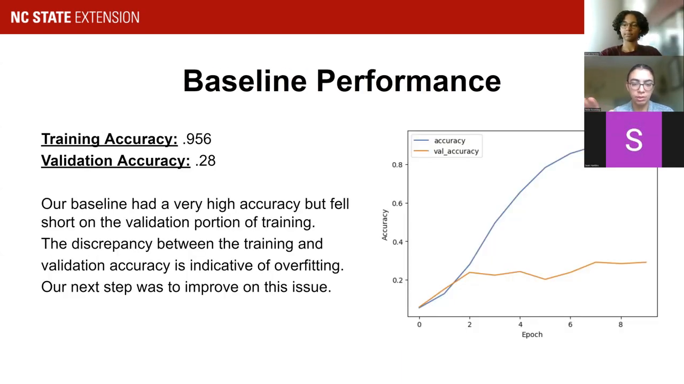As you can see in this graph, there's a big discrepancy between the high training accuracy of 95.6% and the low validation accuracy that we have, which is only 28%. So this indicates that the model is overfitting. It's performing pretty well on the training data, but it fails to generalize to the unseen data. And Ethan is going to tell you about the plans that we have in order to improve this.